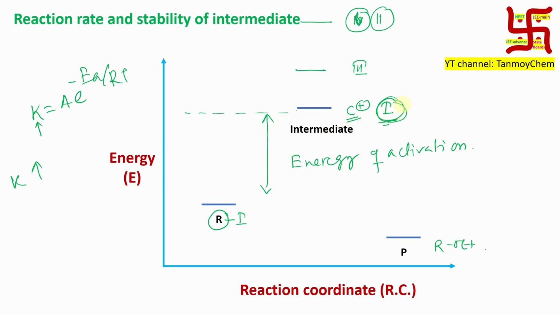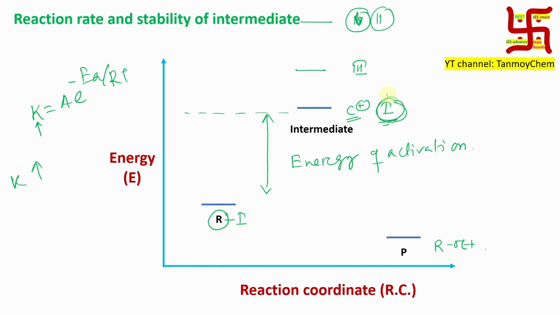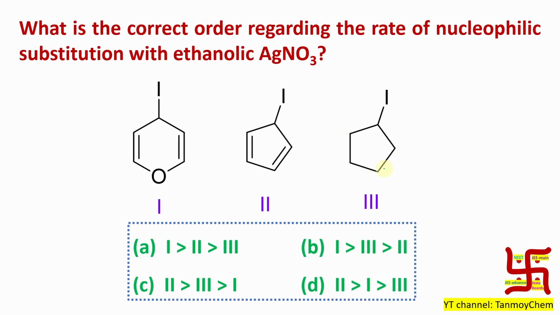Since the aromatic one, option 1, has maximum stability, its energy is minimum. So the energy of activation is minimum, so the rate is maximum here. Second, obviously, is option 3, non-aromatic, and the smallest, or the lowest, rate will be observed for the anti-aromatic option 2. So what is the right answer? You can expect that option 1 is greater than option 3, which is greater than 2. So this is the answer.